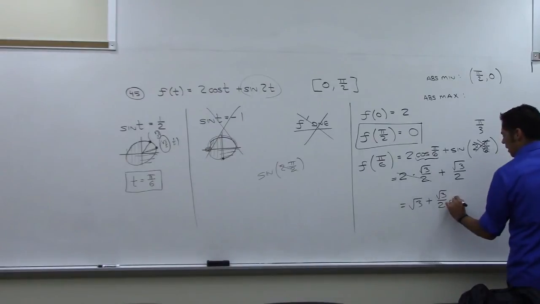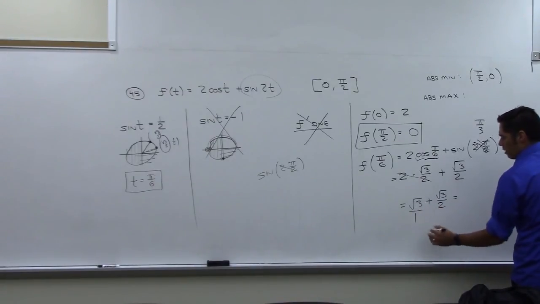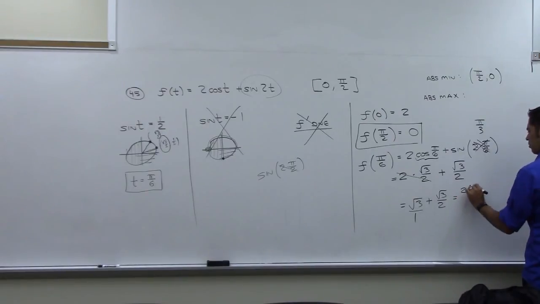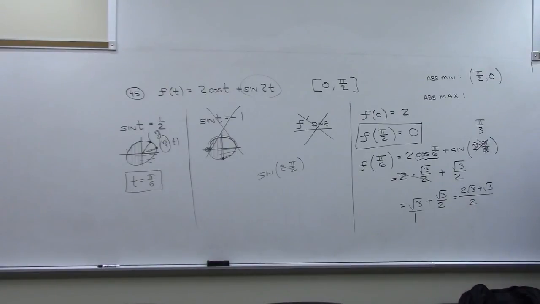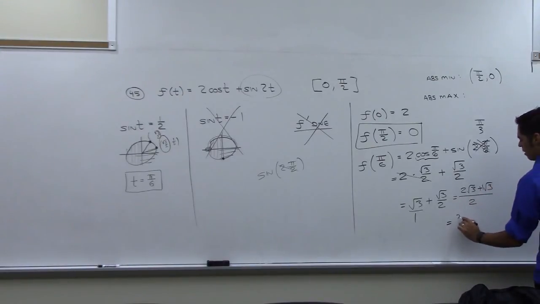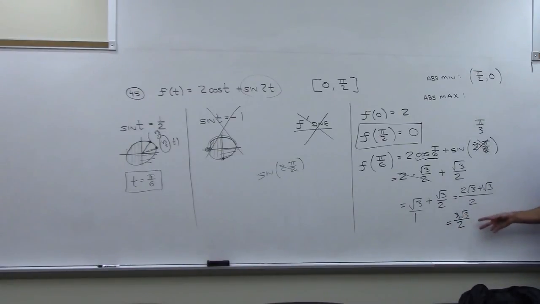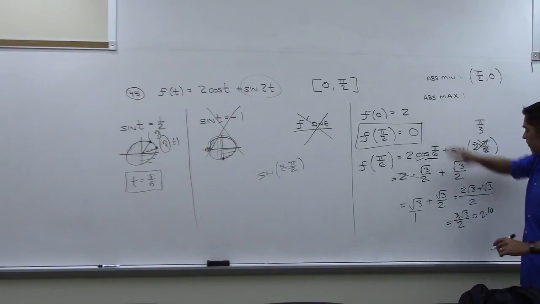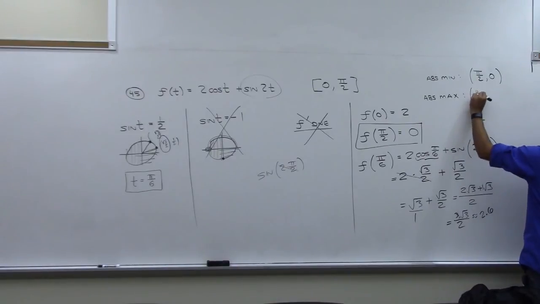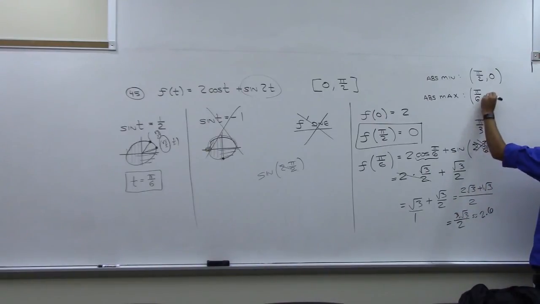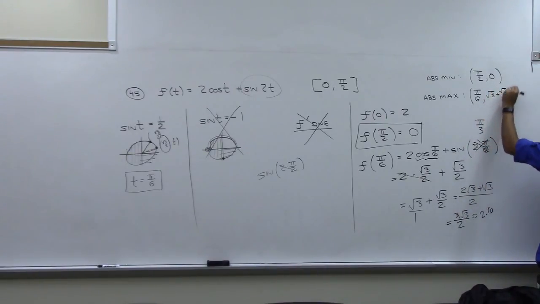In the book, what they do is they get a common denominator. They put this over 1. They multiply top and bottom by 2. So go 2√3 plus √3/2, like that. That's a common denominator. And then they say, okay, 2 √3s plus 1 √3, that gives me 3√3/2. But it doesn't matter, because if you get on your calculator and you figure out what this is, it's approximately 2.6. And that's bigger than 2. So your absolute maximum is going to occur when you plug in pi/6, and it spits out, I'm going to leave it the way we had it, √3 plus √3/2.